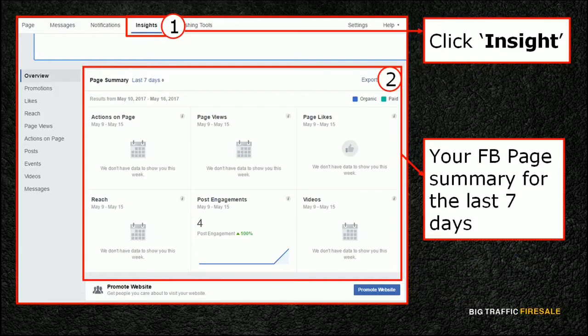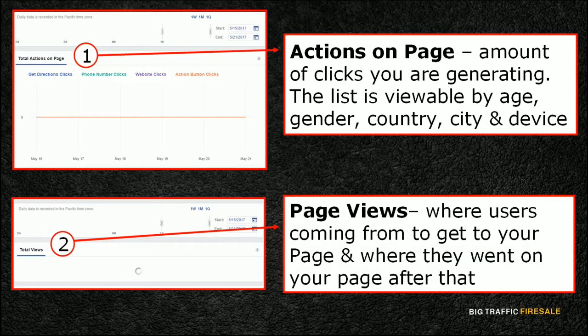Click on Insight at the top of your page screen. Insight assists you to understand your audience. You'll see a page summary for the last 7 days of your activity. You will be shown your actions on page, number of page views, number of page likes, amount of reach, post engagement, and videos. Actions on page shows the amount of clicks you're generating.